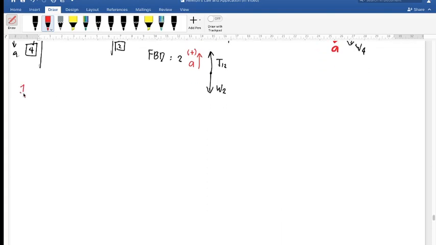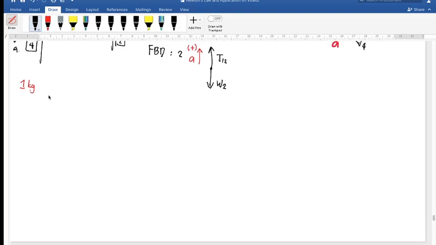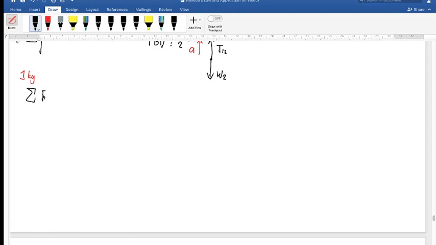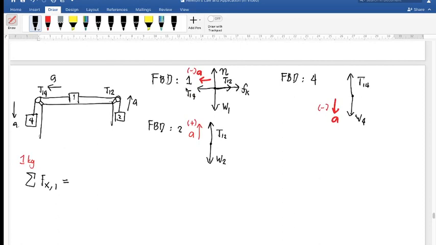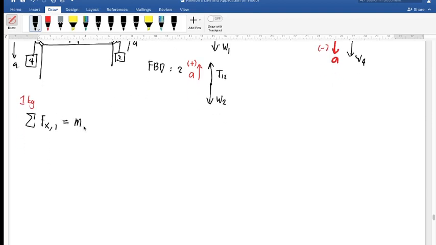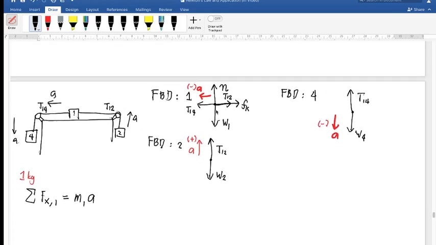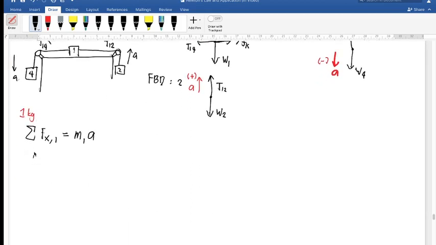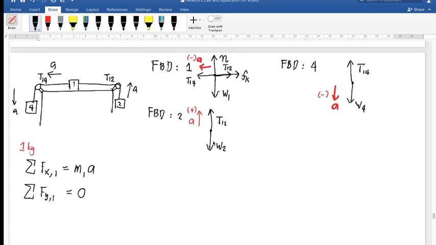So for 1 kilogram, we have to sum all the forces. We have summation of forces along x of the 1 kilogram is equal to, since it is moving along x, meaning the body along x is not in equilibrium, so we have mass of the 1 kilogram times the acceleration. It has a net force. How about along y? Along y, it does not move, so therefore the net force is equal to 0. It is in equilibrium along y.